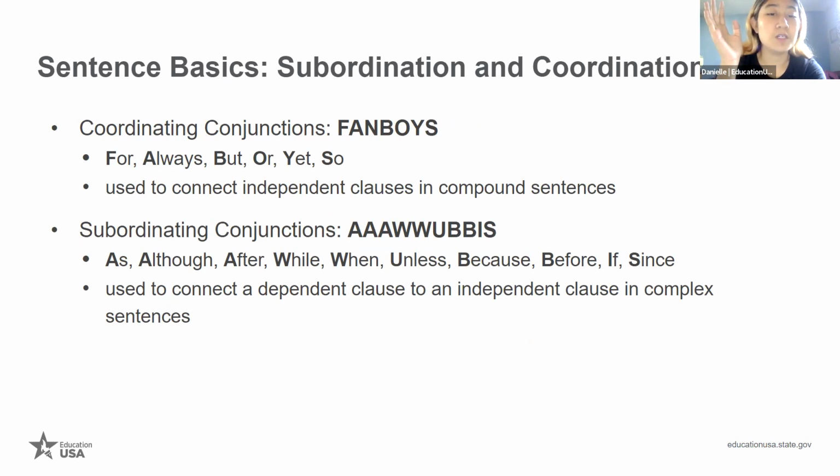So what is FANBOYS? For, and, but, or, yet, so. These are used to connect independent clauses in compound sentences. You also have subordinating conjunctions. We have as, although, after, while, when, unless, because, before, if, since. This is used to connect a dependent clause to an independent clause in complex sentences. So I'm going to use an example for both of these.